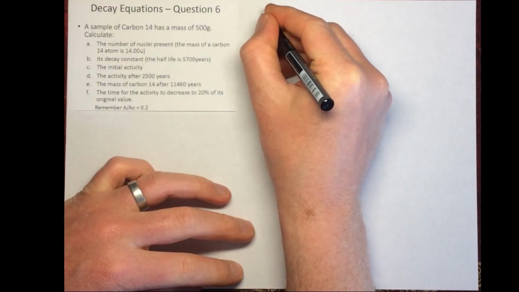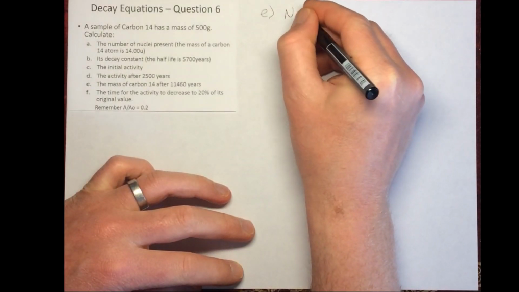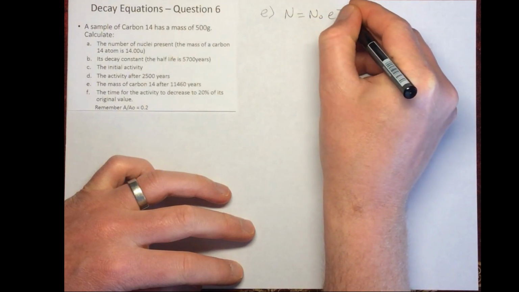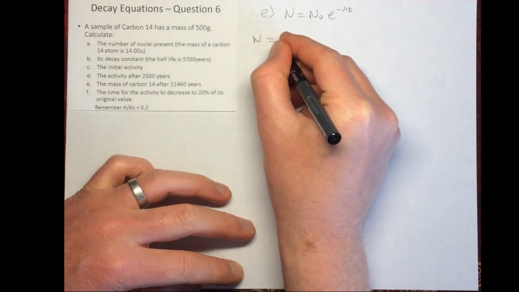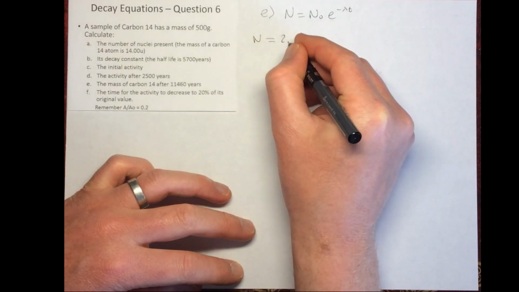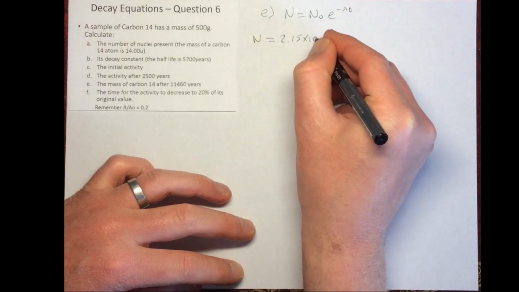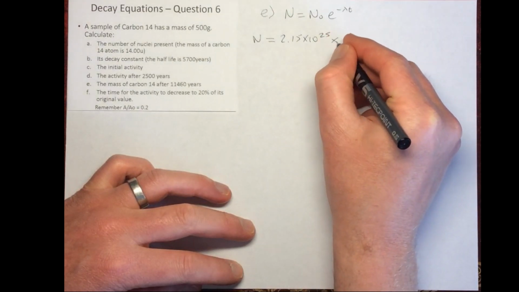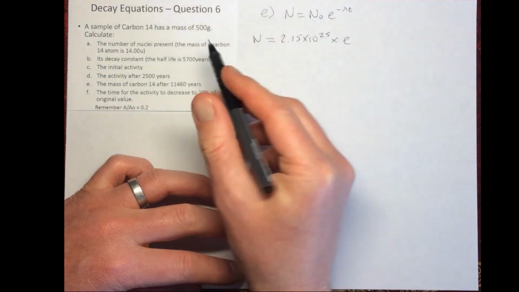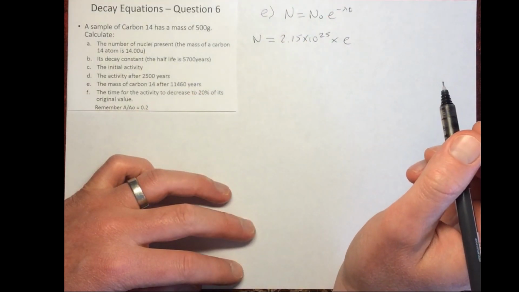Okay, let's do part E now of this question. So we're going to use the equation N equals N naught e to the minus lambda t. So we're going to work out the number of remaining nuclei. Now we know that the original number was 2.15 times 10 to the 25. We're going to multiply that by e. This is the original number of nuclei that we worked out in part A.